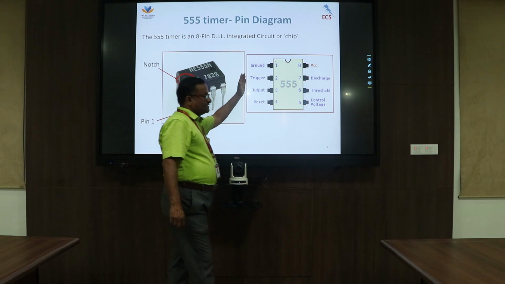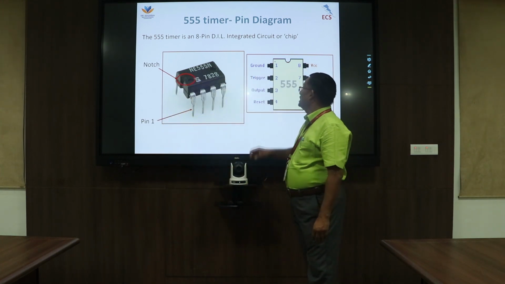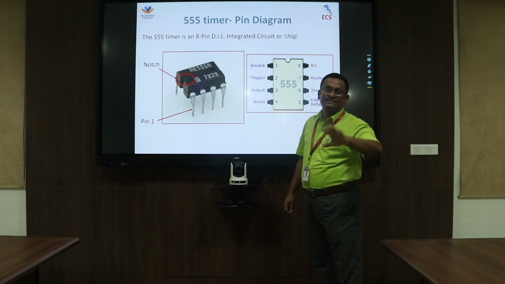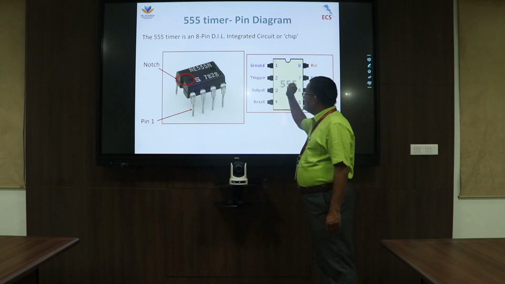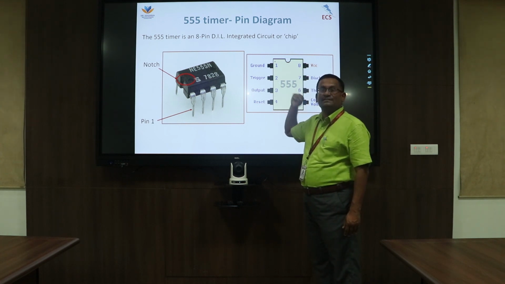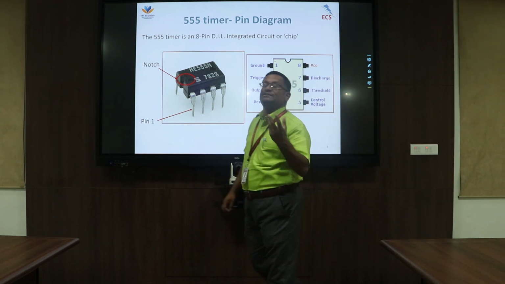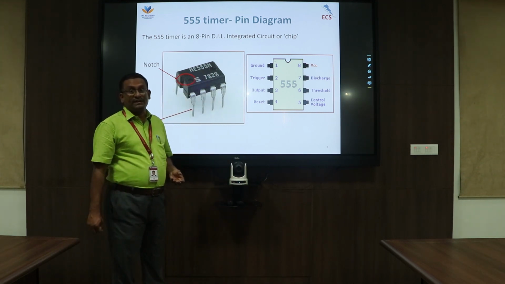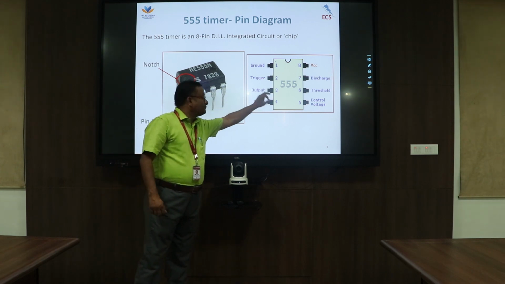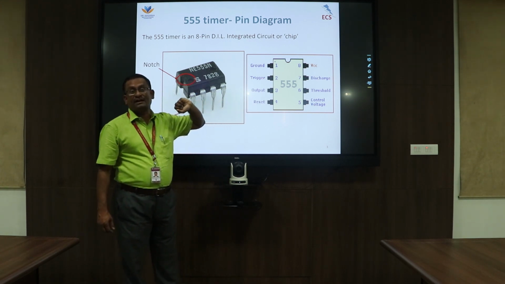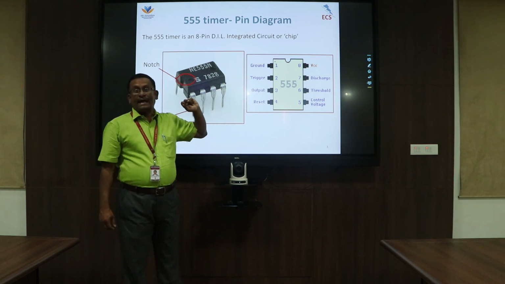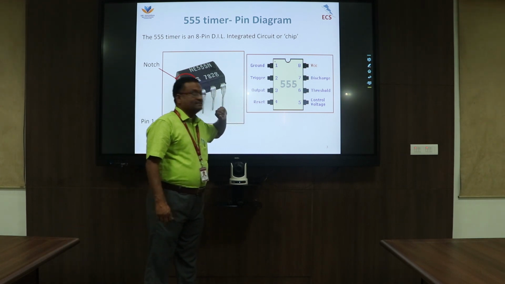Looking at the name of each pin, the first pin is called ground, and as you know, it is always connected to the ground terminal. The second pin is called trigger, which is used in monostable multivibrator applications alone. Pin number 3 is the output, where we connect the load. The IC555 timer can drive 200 milliamps of current at output terminal 3.